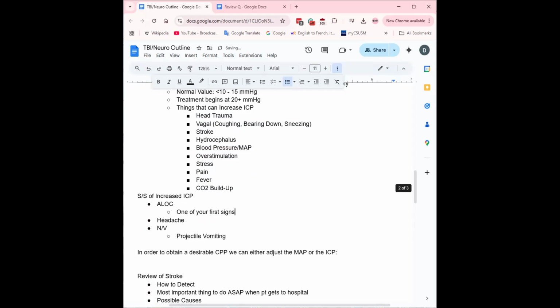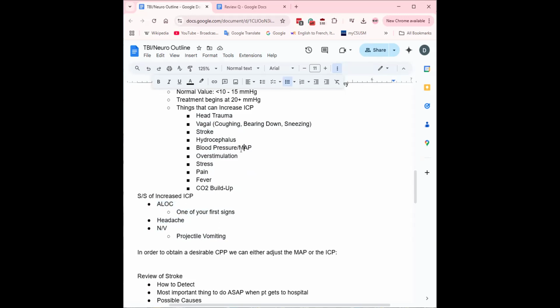So that's pretty much the key. If you guys were able to see any of these happening, you should be thinking about potentially your ICP. Obviously these are very vague things, so it is going to come with some diagnostics or other history, because altered level of consciousness could be hypoxia, hypoglycemia, or an infection.